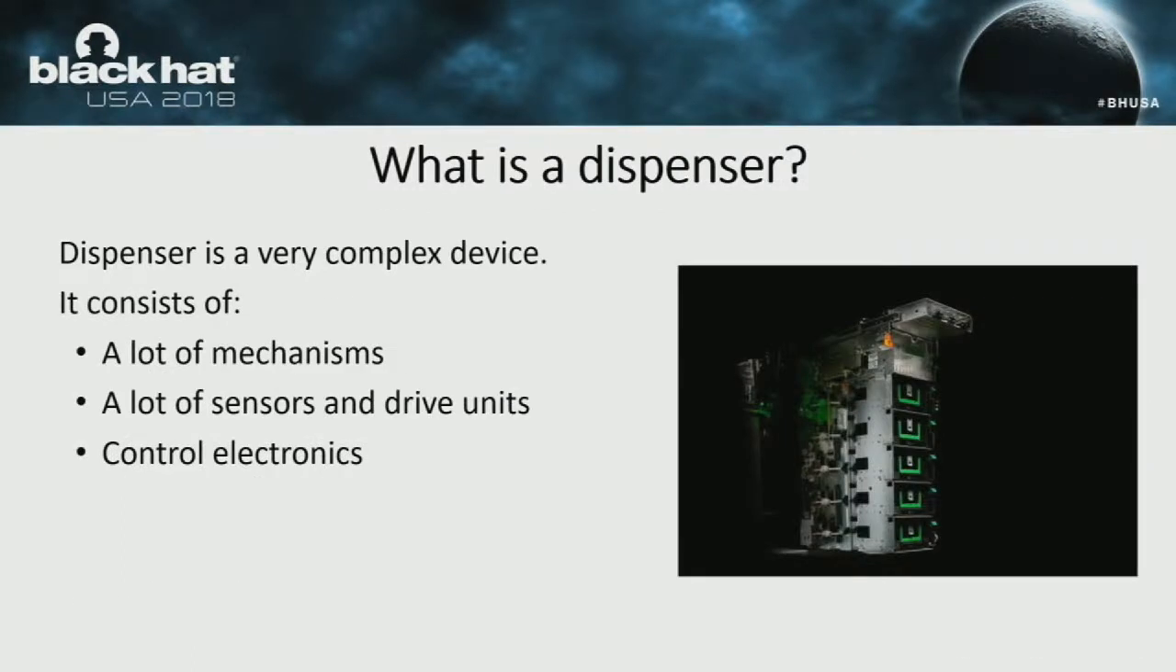Usually a cash dispenser is a very complex device. The mechanics of the dispenser perform cash storing, picking, validation, and transportation. Every movement is performed by drive units and controlled by sensors. The brain of the cash dispenser is its control electronics, usually called the dispenser controller.